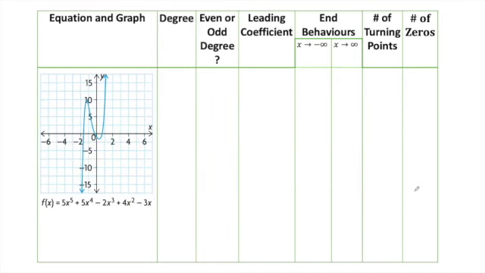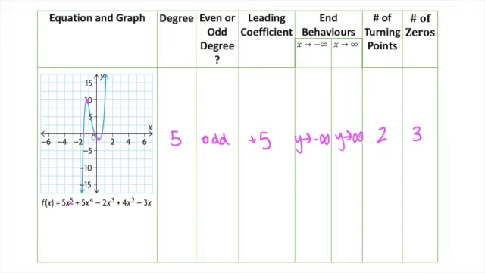Next example here, we have a degree 5. And it is okay that it only has 2 turning points. Remember that the maximum number of turning points is 1 less than the degree, but it can have anything under that. So you do have 2 turning points. I'm going a little out of order, sorry. You have 3 zeros. You're a degree 5, which is odd. Our leading coefficient is positive 5. As x approaches negative infinity, y approaches negative infinity. As x approaches positive infinity, y is approaching positive infinity.